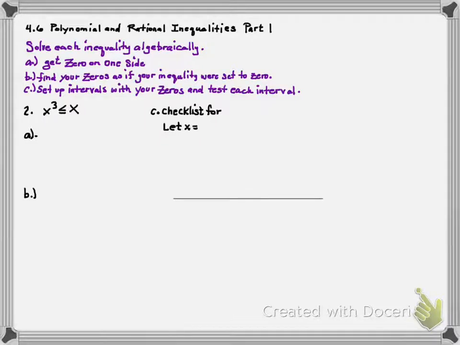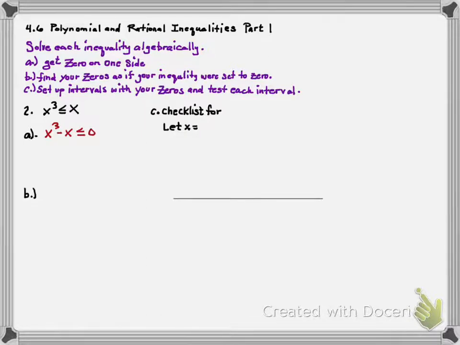All right, number 2, we've got x cubed is less than or equal to x. All right, part A, we're going to get 0 on one side. So I'm going to subtract x from both sides, and I'm going to get x cubed minus x is less than or equal to 0.